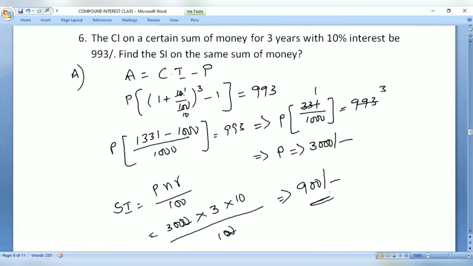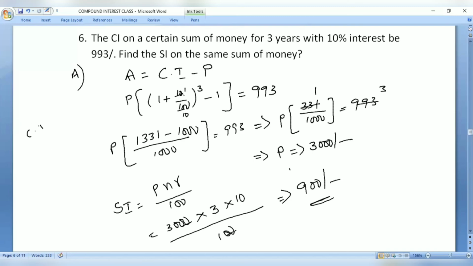We are given that the compound interest is given. So what is the compound interest formula? P into (1 plus R by 100) whole power N minus 1. This is the formula for compound interest. So this compound interest is equal to 993, which is already given in the problem. Principal we do not know, but the remaining terms we know. The rate of interest is given, time is given. With this, we have calculated the principal using the compound interest formula.